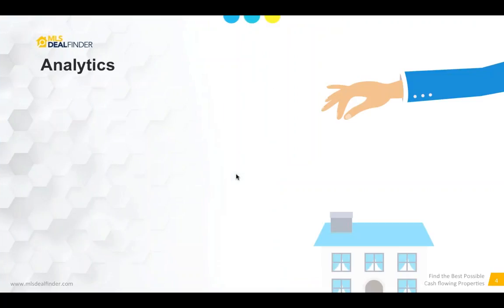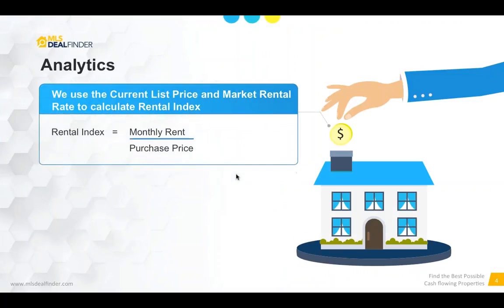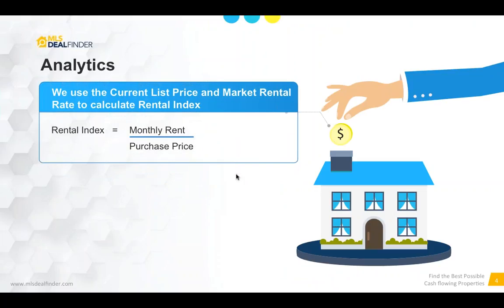So let's look into it a little further, okay? So what do we mean by analytics? Remember this formula, you might want to write this down, okay? The rental index is calculated by dividing the monthly rent, which is based on the rental comps or lease comps, those two terms are interchangeable, by the asking price or the purchase price of the property. Okay, so just write this down. We're going to come back to it, and we'll be looking at it from a little more intelligence level.